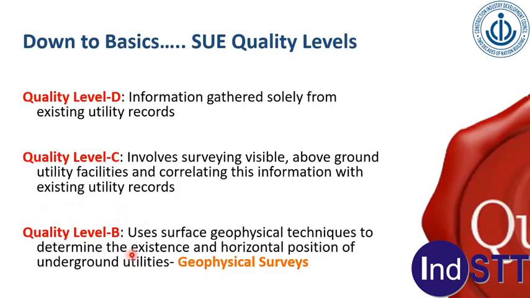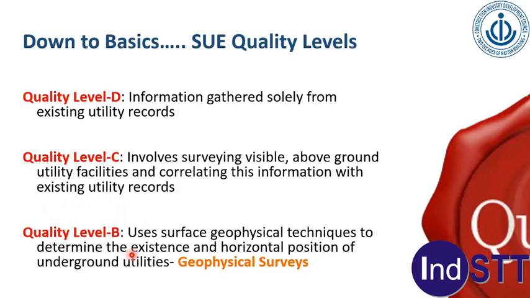So very briefly, I'll discuss the different quality levels. As I said, quality level D is the most basic and the least desirable level of data. It comes solely from available utility owners' information. It has application for planning purposes such as selecting routes and estimating utility relocation cost. Now, a very important note: this also has application. It's not useless, but for initial planning, pre-feasibility studies.